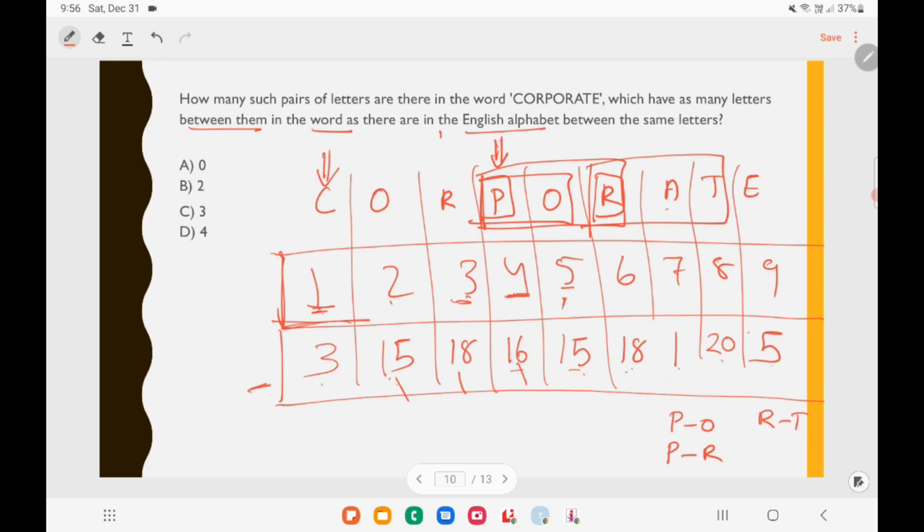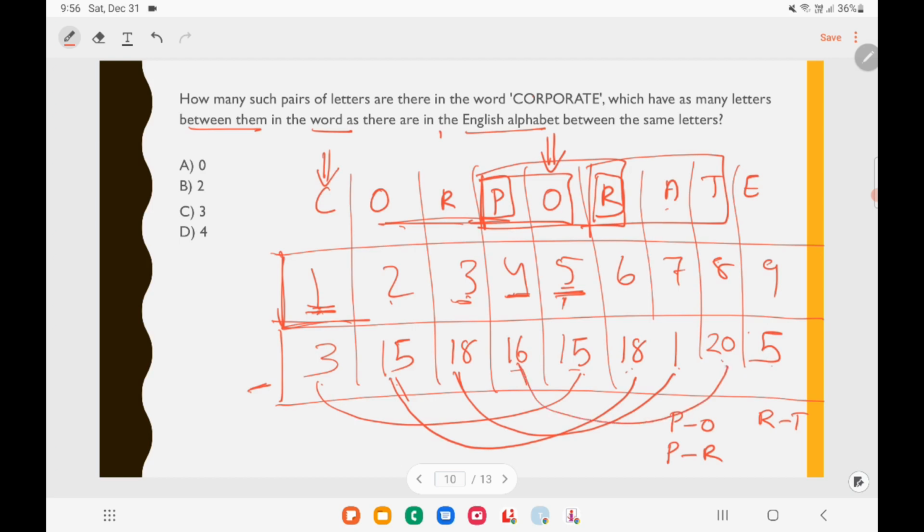Now take C and O, so 3 letters are between them. 5 minus 1, 4 should come. 15 minus 3 is 12, not 4. 18 minus 15 is 3, not 4. 18 minus 1 is 17, not 4. 20 minus 16 is 4, so that is also a pair. This P and this T is a pair. So we got 4 pairs. 4 is the largest number in the options, so we can stop here. Option D is the right answer.